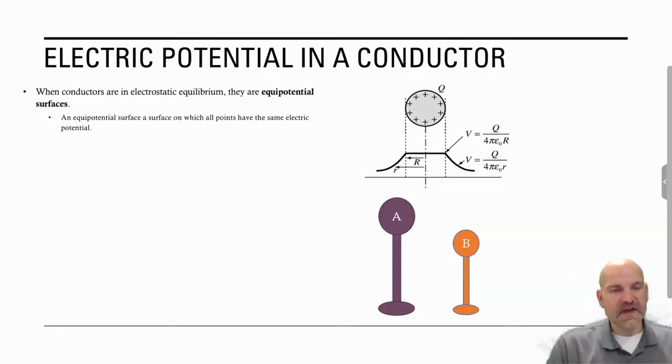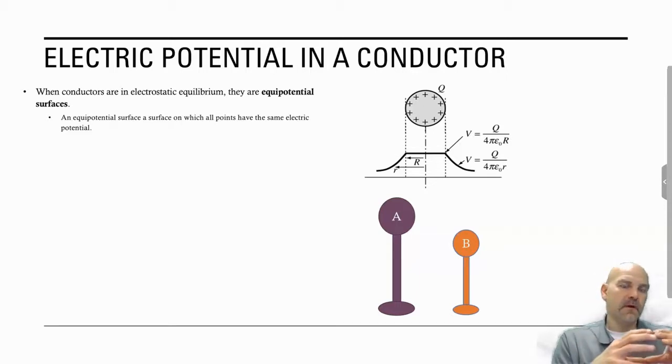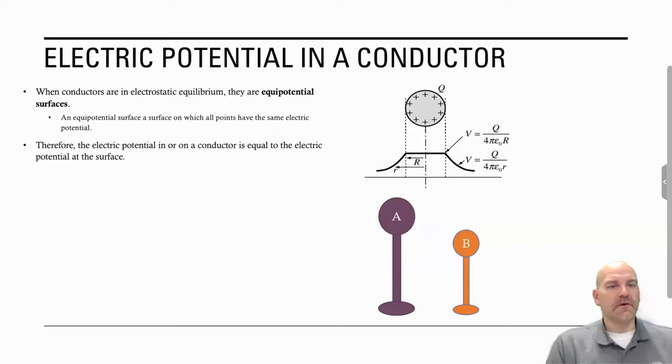So one thing to note is that conductors in electrostatic equilibrium are what we call equipotential surfaces. What that means is that it's a surface on which all points have the same electric potential. Remember from the E-field video, all that excess charge is sitting on the surface. There's no electric charge on the inside, which allows us to say that the potential of the conductor is the same throughout. Therefore, the electric potential in or on a conductor is equal to the electric potential at the surface.